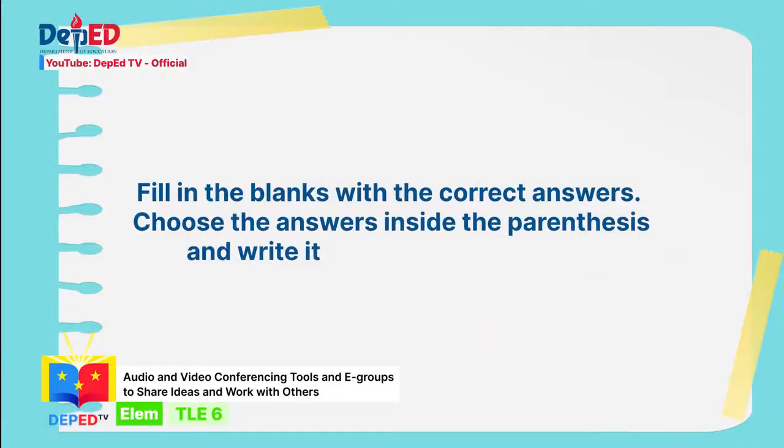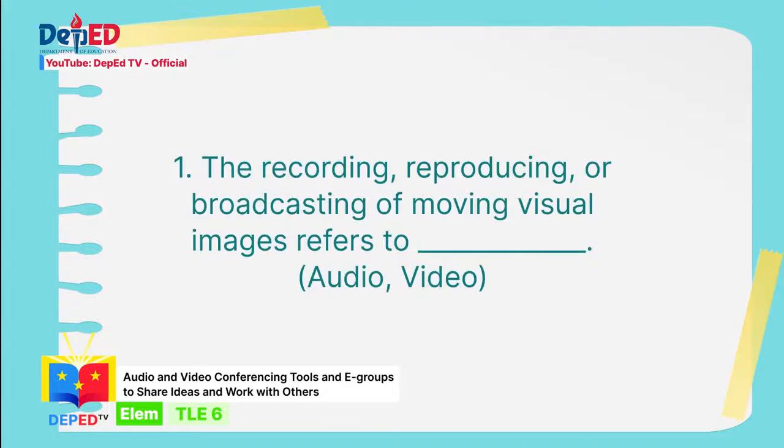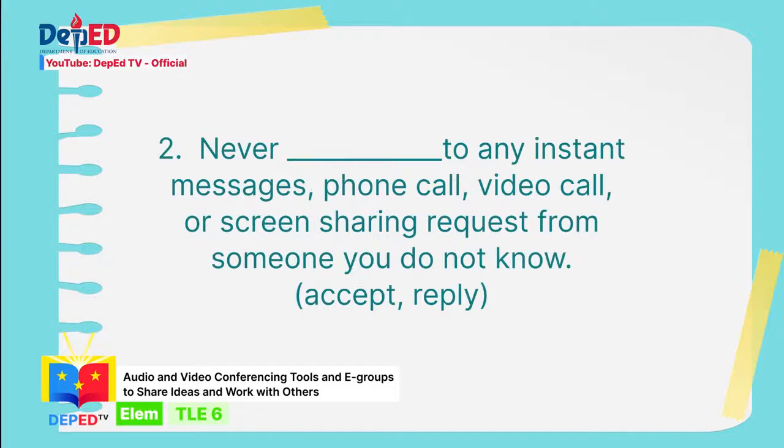Choose the answers inside the parentheses and write it on your answer sheet. Number 1. The recording, reproducing, or broadcasting of moving visual images refers to audio, video. And the correct answer is video. Number 2. Never blank to any instant messages, phone call, video call, or screen sharing requests from someone you do not know. Accept, reply. And the correct answer is reply.